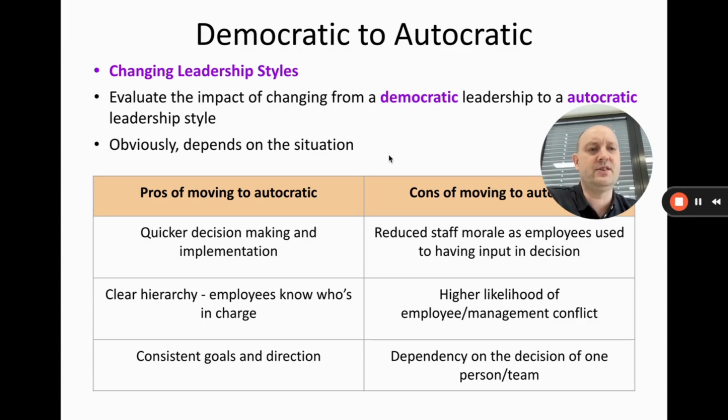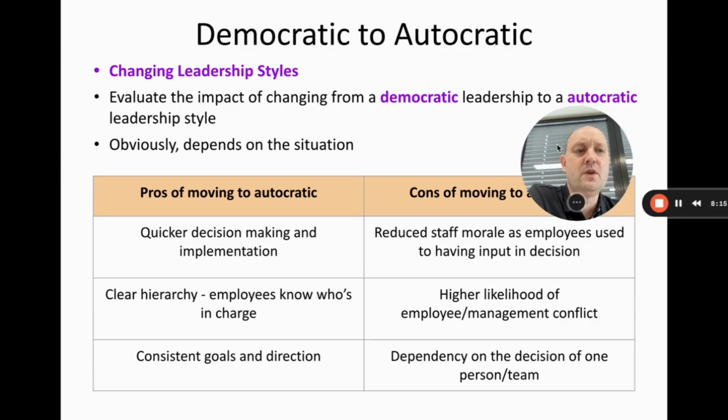There's so many factors. But in general, some of the pros and cons are, well, the pros of moving to autocratic is now quicker decision making. Remember, we said democratic's a lot slower. And so the leader can just make decisions. It's going to be much quicker decision making, and things can be implemented quicker. We now have a clear hierarchy. If we have an autocratic leadership style, then it's clear employees know who's in charge.